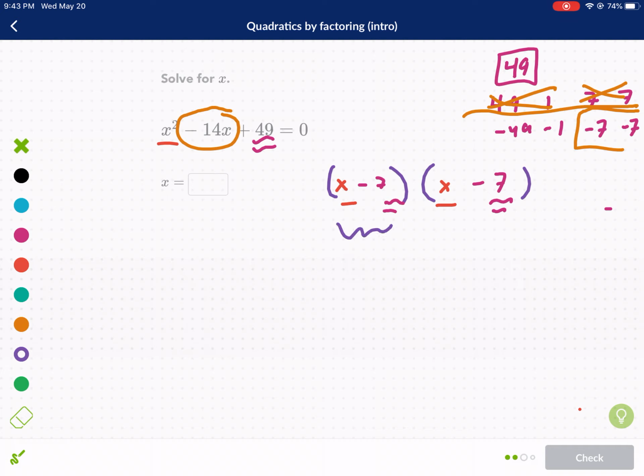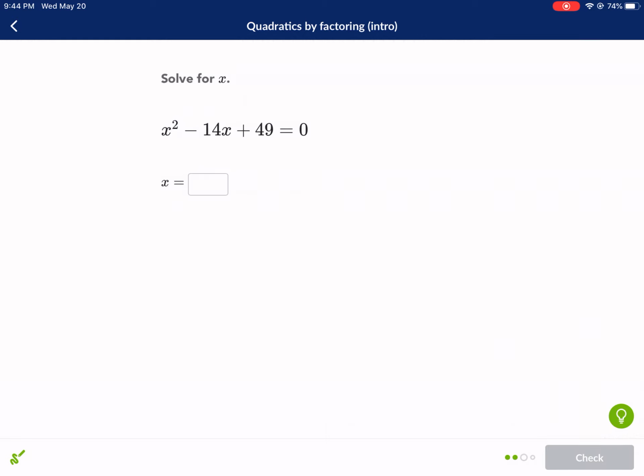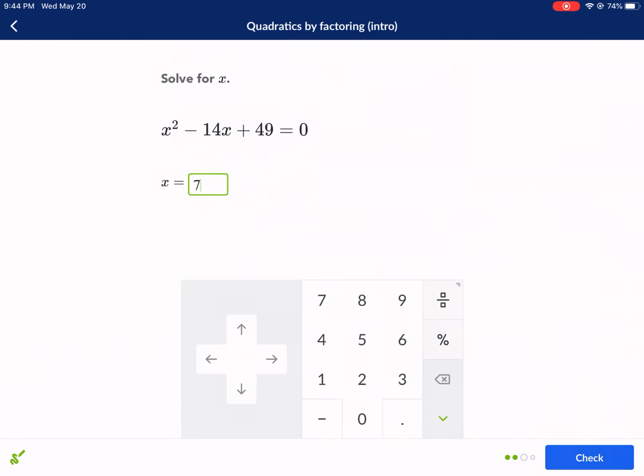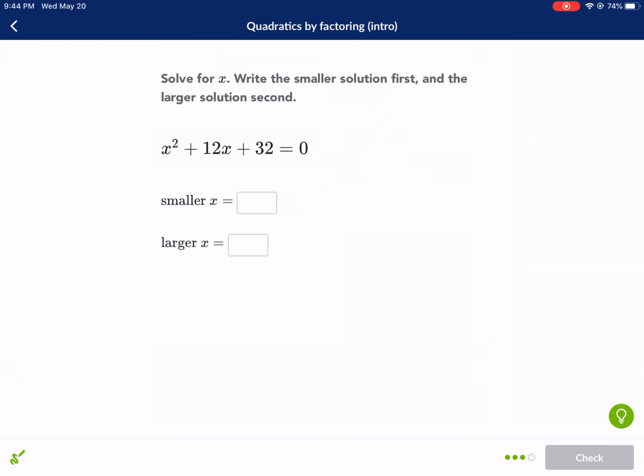Final thing we do, x minus 7 needs to equal 0. x minus 7 needs to equal 0. What does x equal? We add 7 to both sides. x becomes 7. Add 7 to both sides, same thing. x equals 7. Is it going to be our answer? Okay, last one.